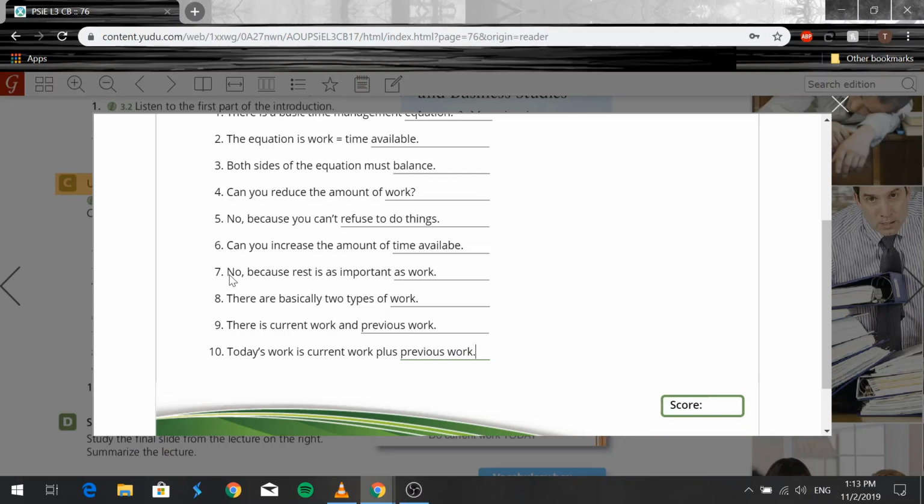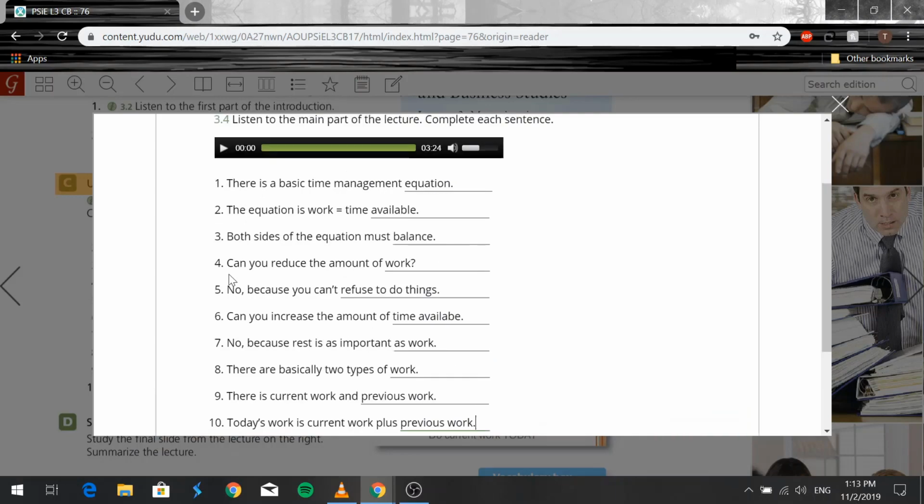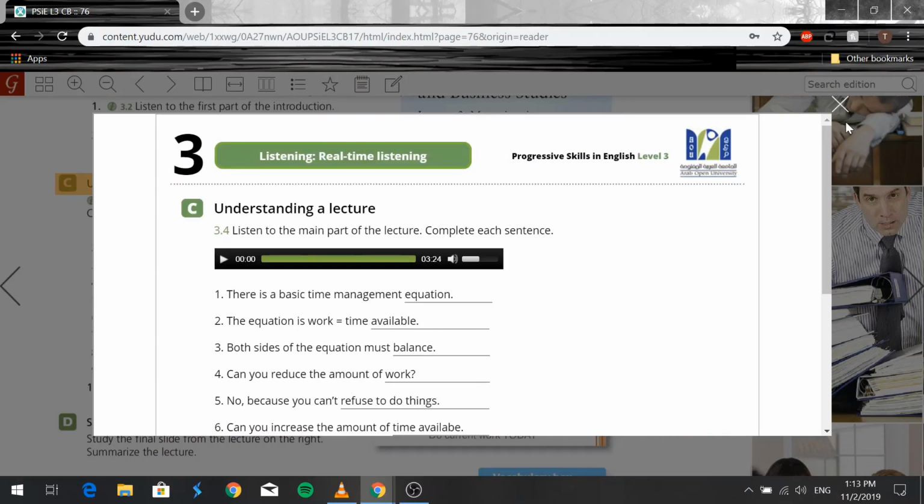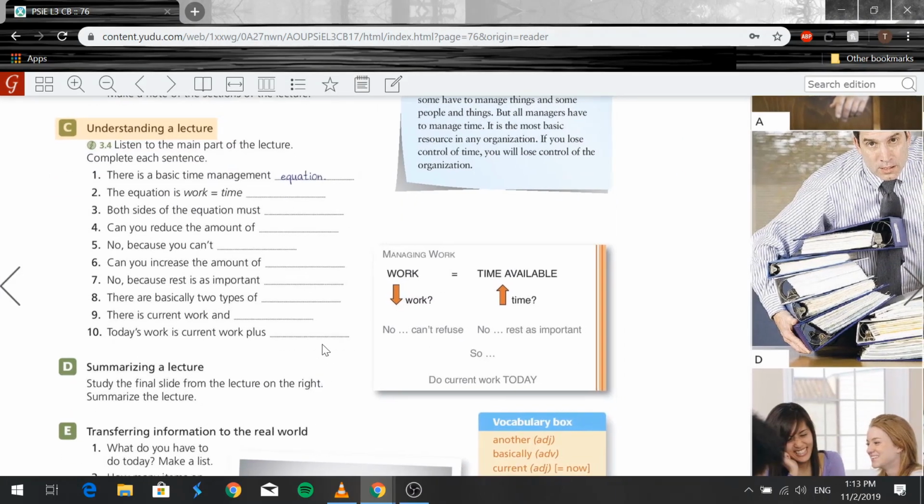No, because rest is as important as work. There are basically 2 types of work. There is current work and previous work, and today's work is current work plus previous work. Right, you guys? So that was exercise C. Now let's move on. What do we have here?